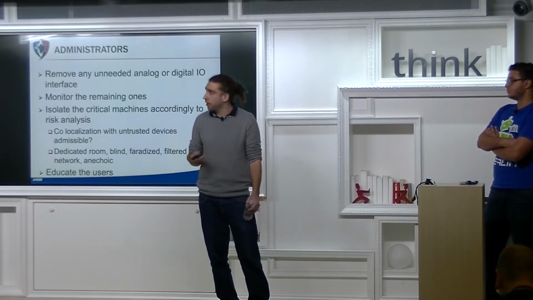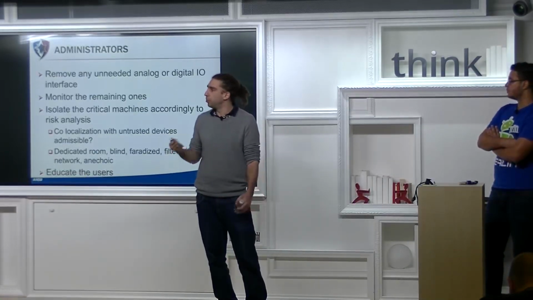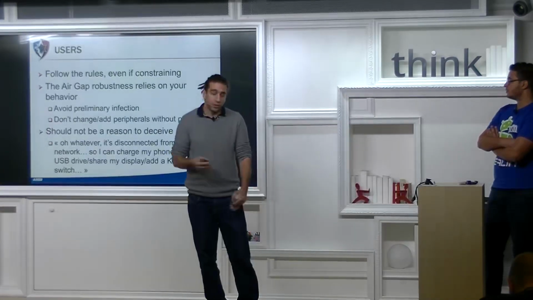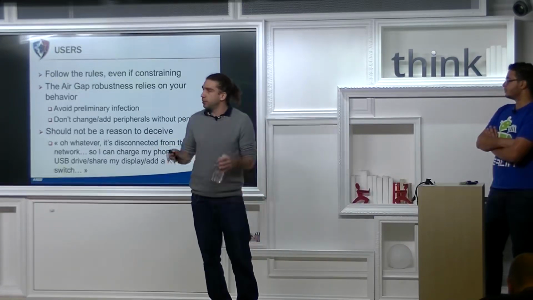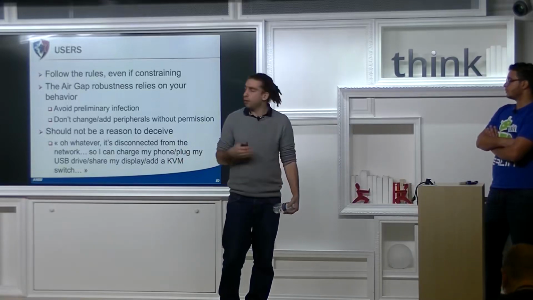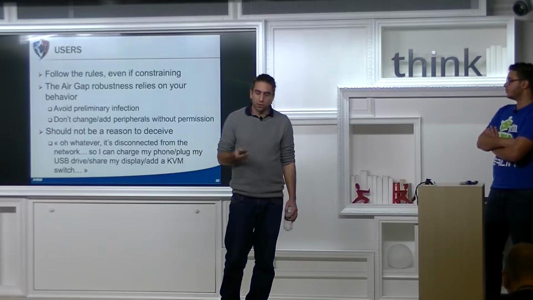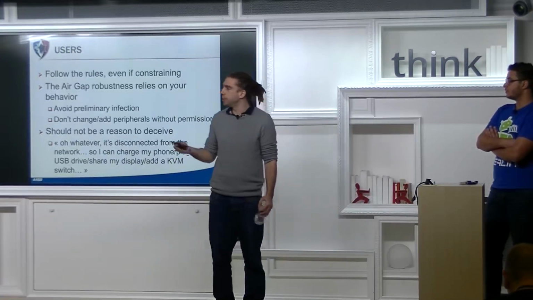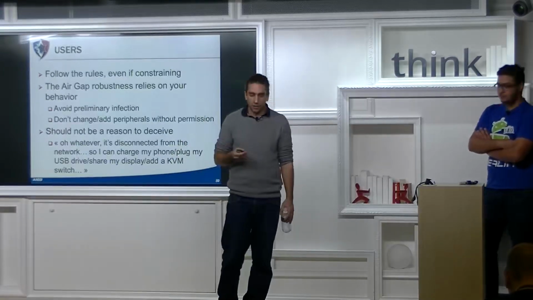And of course, the main point is to educate the users, because as we have seen, the main prerequisite for exploiting this and bypassing air gaps is the primary infection. So if we can limit the probability of primary infection, then these problems are not so big. So for the users, the main recommendation is to follow the rules and the security policy. The air gap robustness, the isolation, relies on the user behavior, and specifically because of the main constraints that the air gap implies. And of course, if a computer is totally isolated from untrusted networks, it should not be a reason to get careless, because that's the best way to introduce a communication channel or to favor the primary infection.